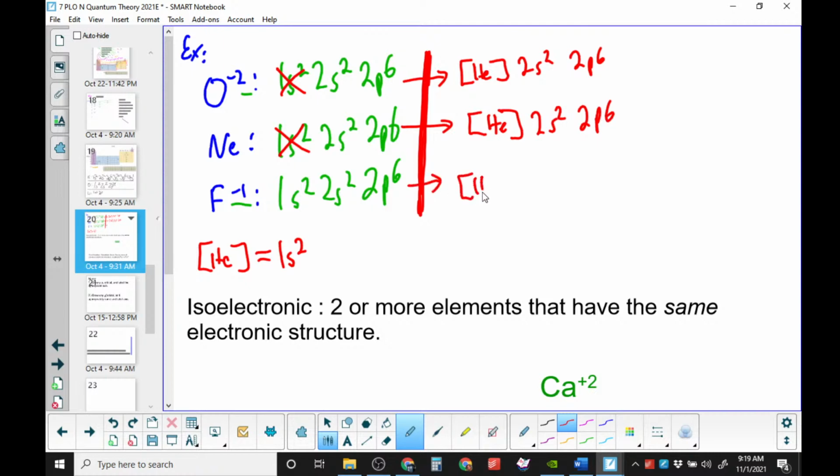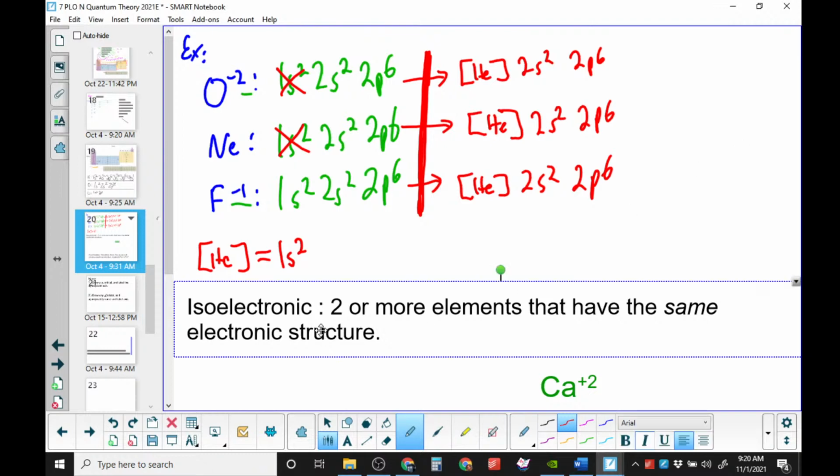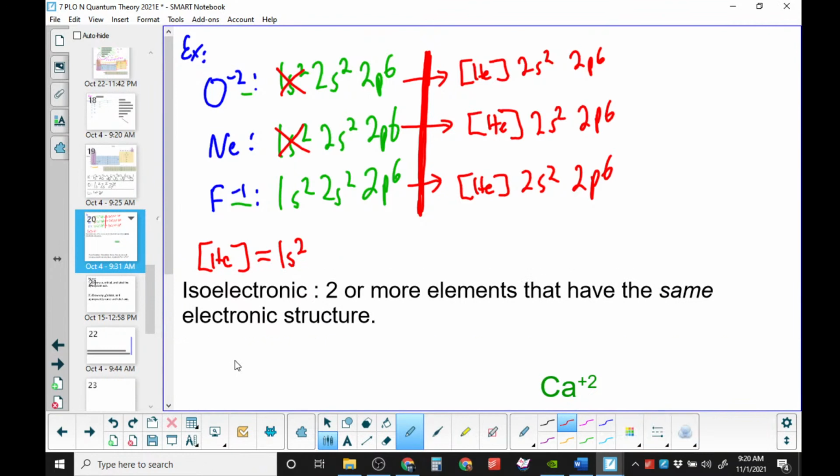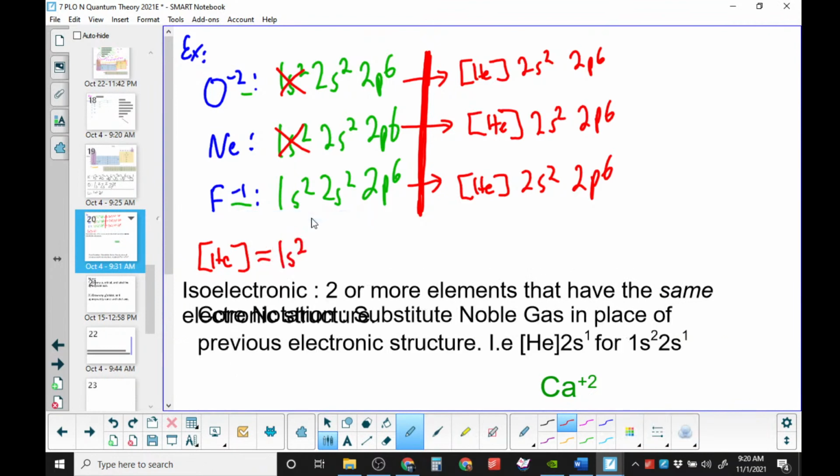Now for this one, that doesn't save you a lot of room because it's helium and helium's only 1s2. But if you're doing something like strontium, you could just do square brackets krypton and then just do 5s2. And then you'd be done. This is known as core notation. If I say I want the full electronic structure, that means no core notation.